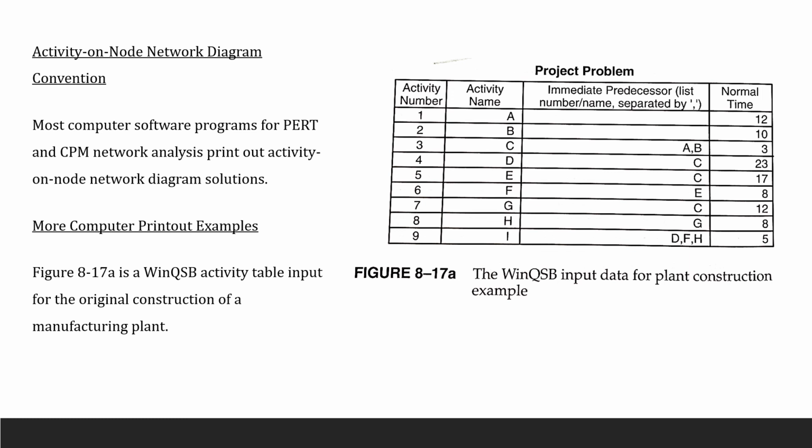It's going to print out the activity on node network diagram solution. So then we have more computer printout. These are just a printout, just showing you. You only have to look at it one time, and then you know that's from your WinQSB output. The same example, our construction of a manufacturing plant that we use in this textbook.